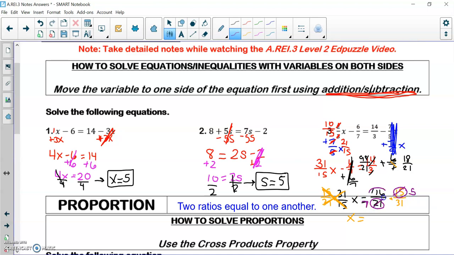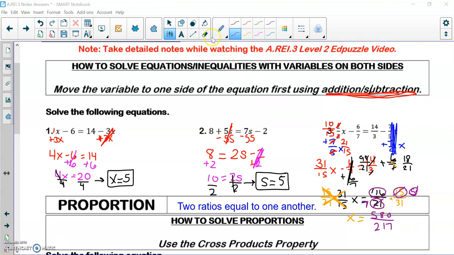So now I'm going to do a 116 times a 5 to get a 580. And now I'm going to do a 7 times a 31. The denominators are being multiplied by one another to get a 217. And this is your answer.